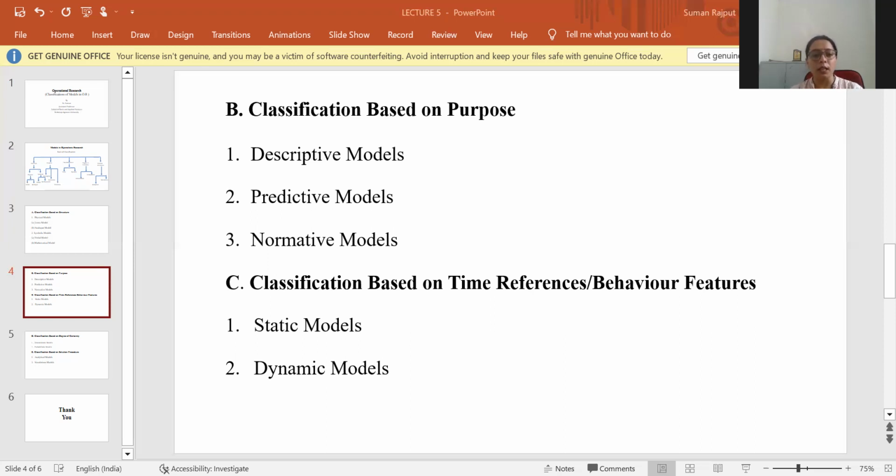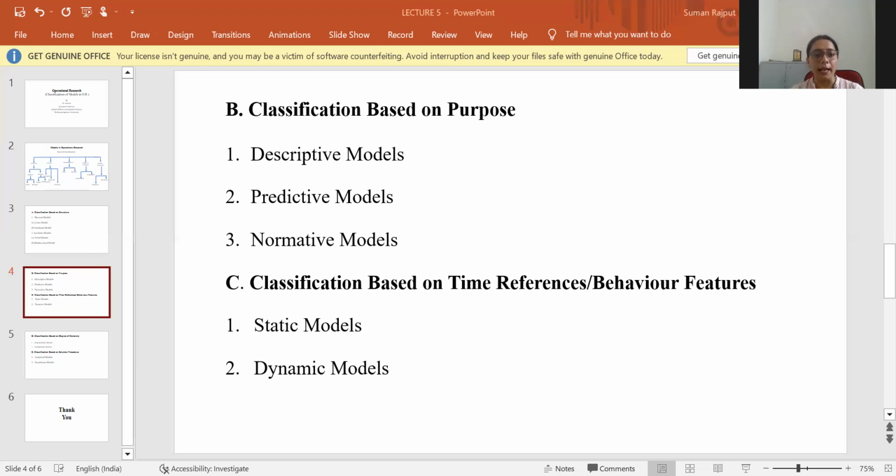Next we have the classification based on time reference and behavior features. The first type is static models. These models are considered independent of time. They do not take into account the effect of changes taking place during a particular time period. It involves only one decision for a given time period. For example, an inventory model can be developed and solved to determine the economic order quantity for the next period, assuming that the demand in the planning period would remain the same as that of today.